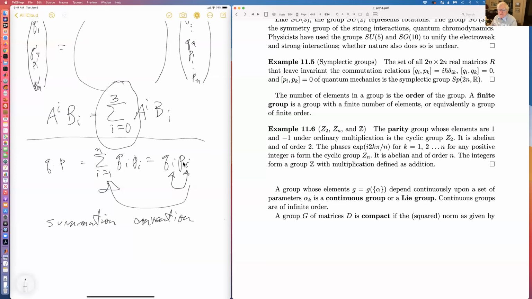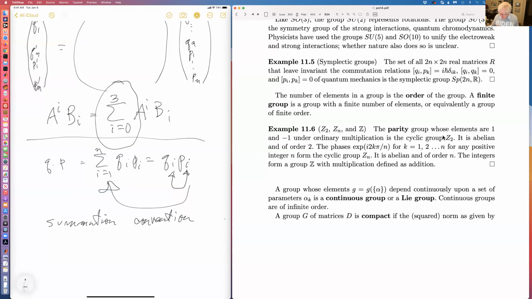Now, the number of elements in a group is the order of the group. And if there are only a finite number of elements in the group, it's said to be a group of finite order or a finite group. And the principal examples that come to my mind are the parity group, whose elements are 1 and -1, and you just have ordinary multiplication, and this is called the cyclic group C2.